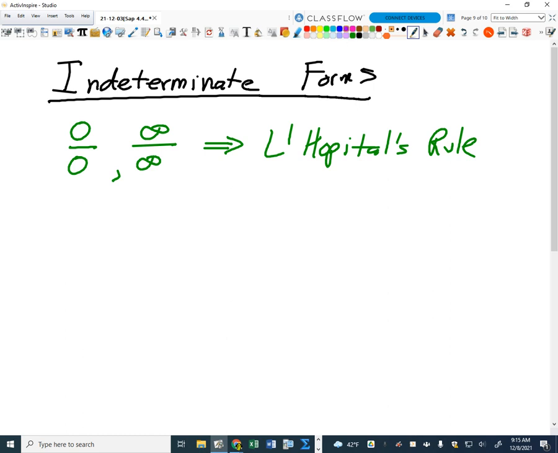We've gotten some other ones. If we have 0 times any flavor of infinity, it could be negative infinity, positive infinity, any flavor of 0 times infinity, we've got to convert that into one of those two forms. Another one that we can run into would be anything of the form infinity minus infinity. Infinity minus infinity is indeterminate, and so if possible, we've got to turn that into one of the green forms also.